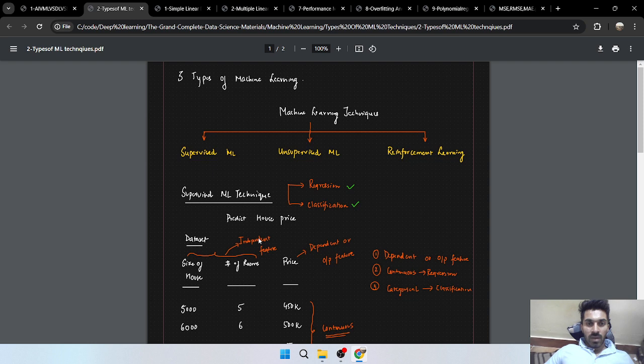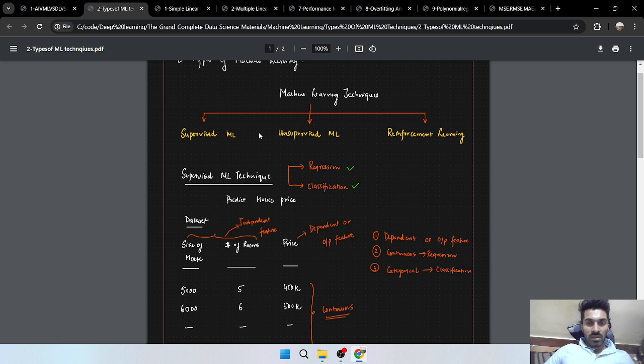Now coming to the second part, types of machine learning algorithms. There are three types: supervised machine learning, unsupervised, and reinforcement learning. In supervised machine learning, you have labeled data, meaning you also have output data. Suppose there is data for house price prediction: the number of rooms, bedrooms, and location, and the corresponding price is also available. Then this is supervised machine learning.